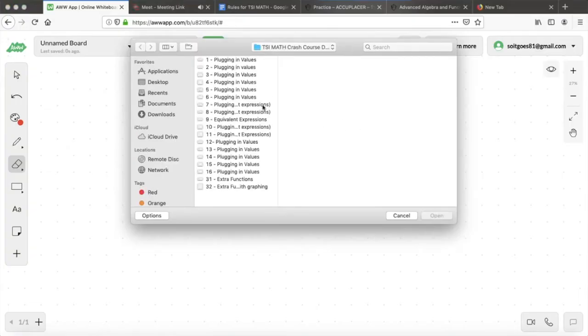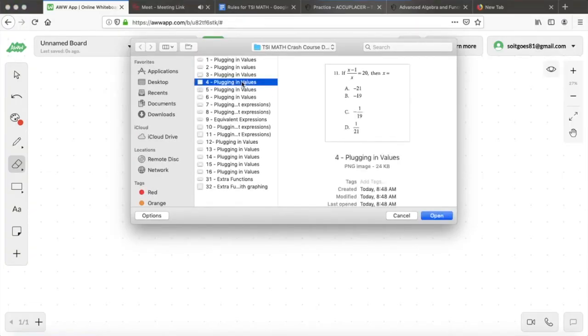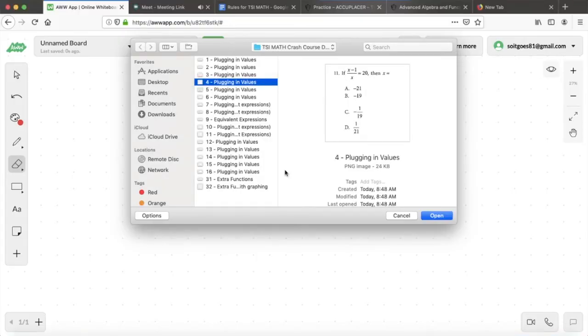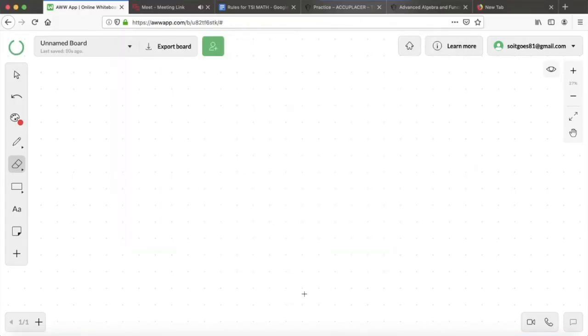Let's do a little bit more. Aha, this one's interesting. Question number 11. Go ahead and read this, please. Okay. If x minus 1 over x equals 20, then x equals A, -21, B, -19, and C, -1, and D, good.